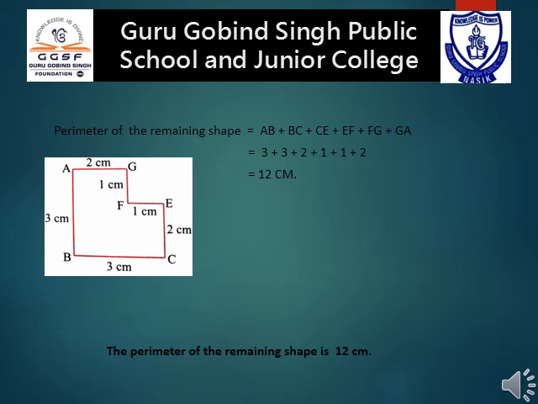So when we add all these sides, we get the answer 12 centimeter. So we can say that the perimeter of the remaining shape is 12 centimeter.